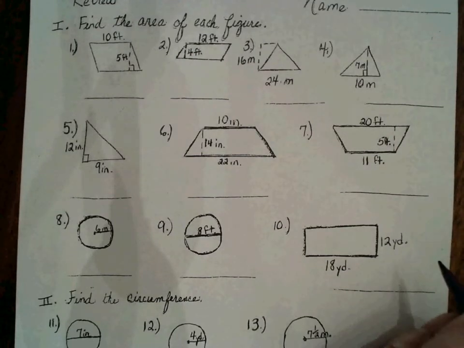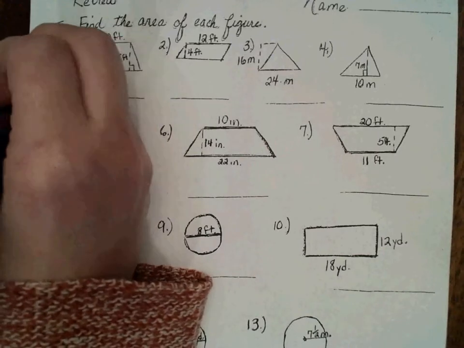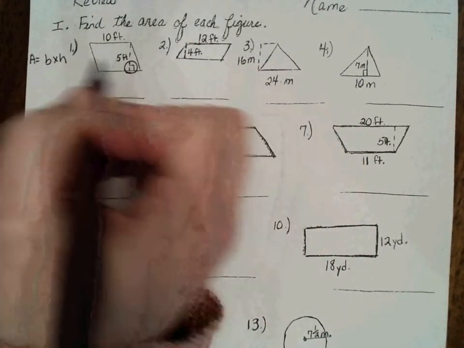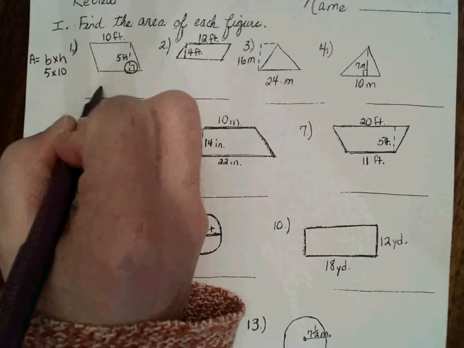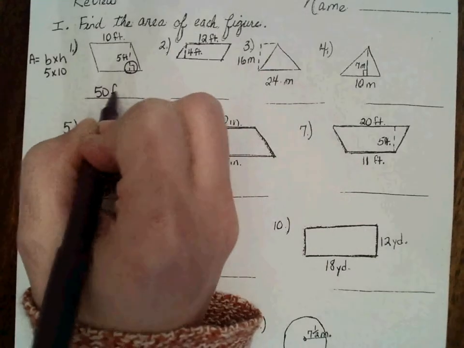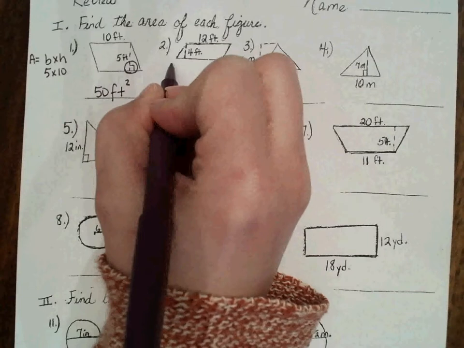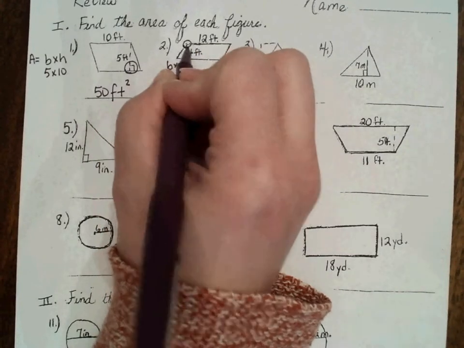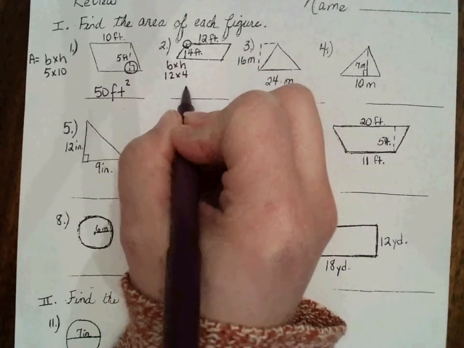So just to review with our parallelogram, remember that's base times height to find your area. Your base and your height are always connected by that 90-degree angle. So we're going to have 5 times 10, which gives us 50. Area is always units, which in this case is feet, squared. For number 2, another parallelogram, we're going to do base times height again. Remember that 90-degree angle. So 12 times 4, which is going to give me 48 feet squared.